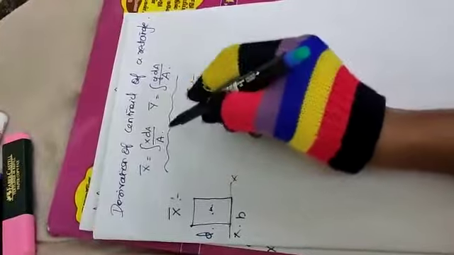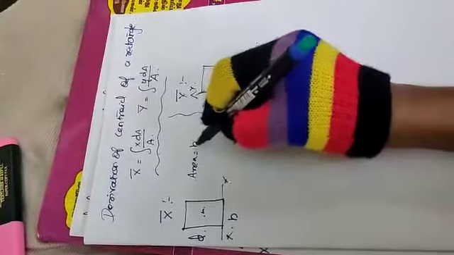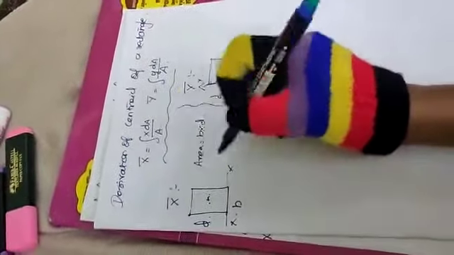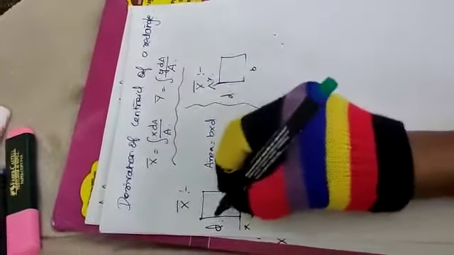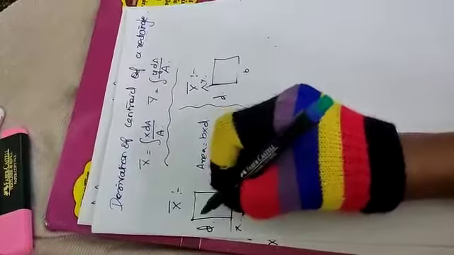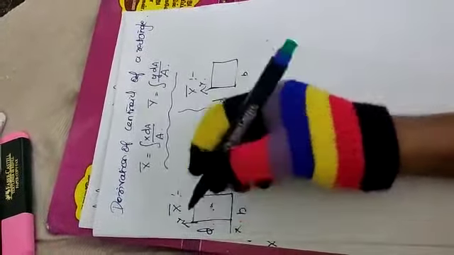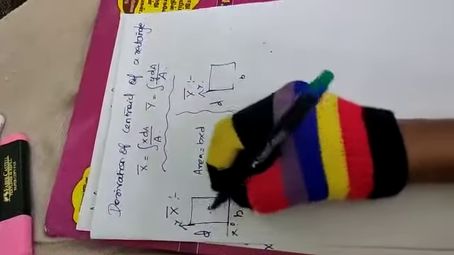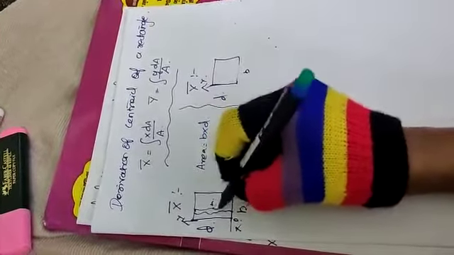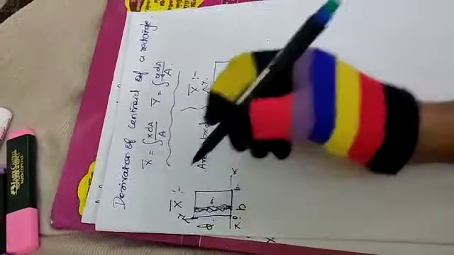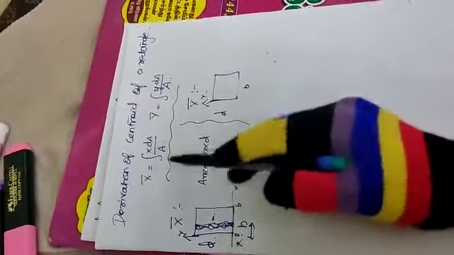X bar is equal to the integral of x dA by A. The area of a rectangle is b multiplied by d. Next, x dA means we need to take an elemental area. I'll take some elemental area here. This is the limit, from x equals 0 to b. I take one small elemental area, and the distance from the reference axis to it is the local centroid x.